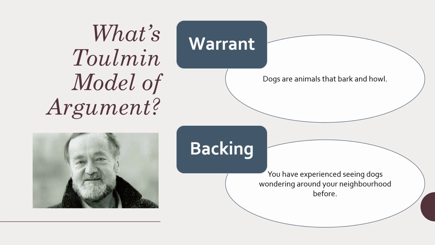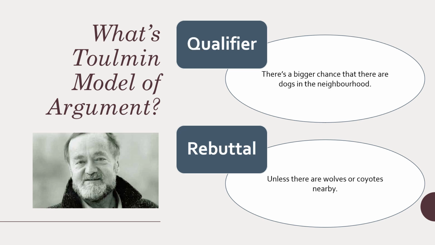And to back that up, your backing would be you have experience before this seeing dogs wandering around your neighborhood. So before this, you have seen a few dogs wandering around in your neighborhood. That's why it backs up your claim. And qualifier is basically you are telling people that there's a bigger chance that there are dogs in the neighborhood. So upon looking at your claim, your grounds, your warrant, your backing, the qualifier is just to qualify the whole thing. And that is there's a bigger chance that there are dogs in the neighborhood.